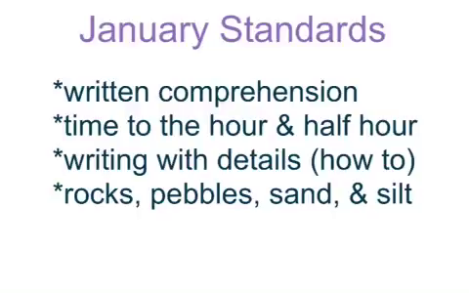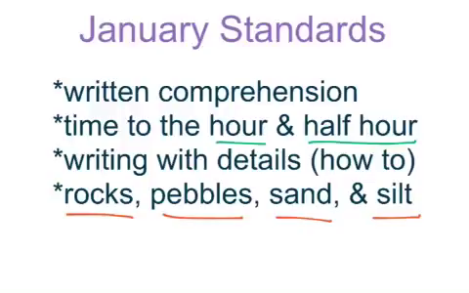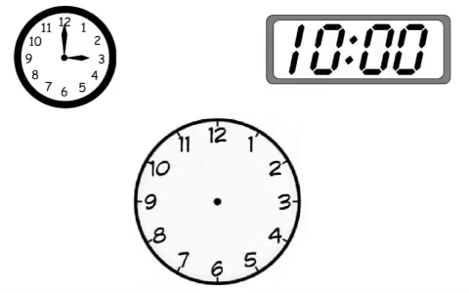Next, we're going to discuss our January standards that we have left in the next couple of weeks. So we have written comprehension, and that's to help students get ready for their M-Class test. We are working on time in math to the hour and half hour. We are writing with details and finishing up our how-to unit, and our new science unit is going to be about rocks, pebbles, sand, and silt. And this will transition into a new IB unit that deals with rocks and sand and other earth materials in February. So let's look at our math first, since we've kind of already discussed the written comprehension aspect.